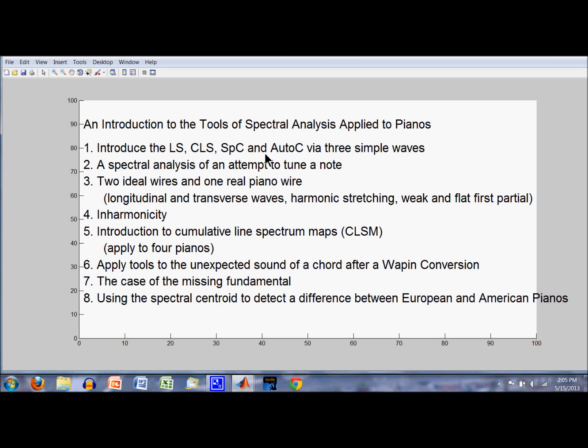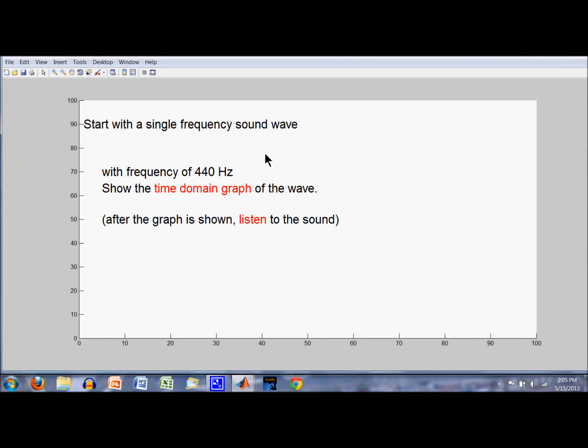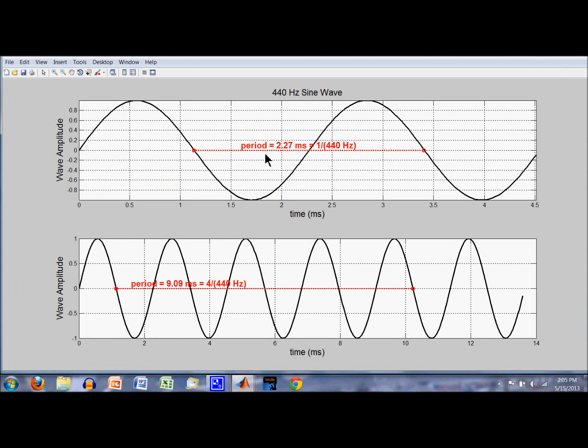That's part one. The first wave would be a simple sine wave, 440 hertz. There's the time domain graph, plotting amplitude versus time in milliseconds. Here the red line denotes a period of 2.27 milliseconds, which corresponds to the reciprocal of 440 hertz.